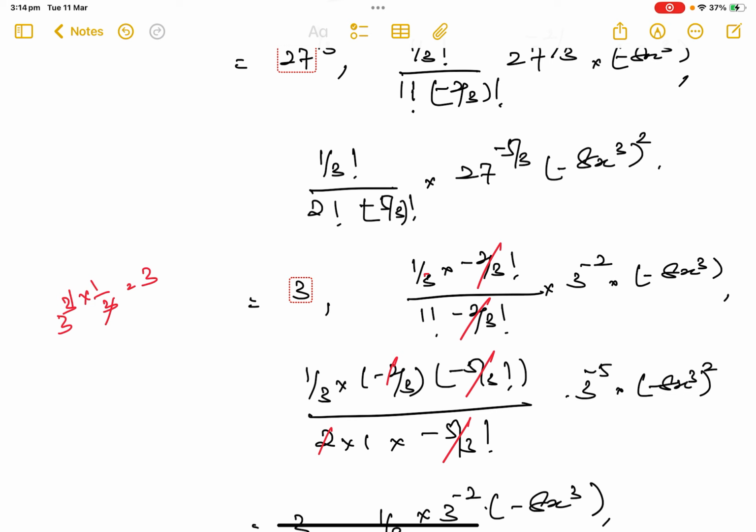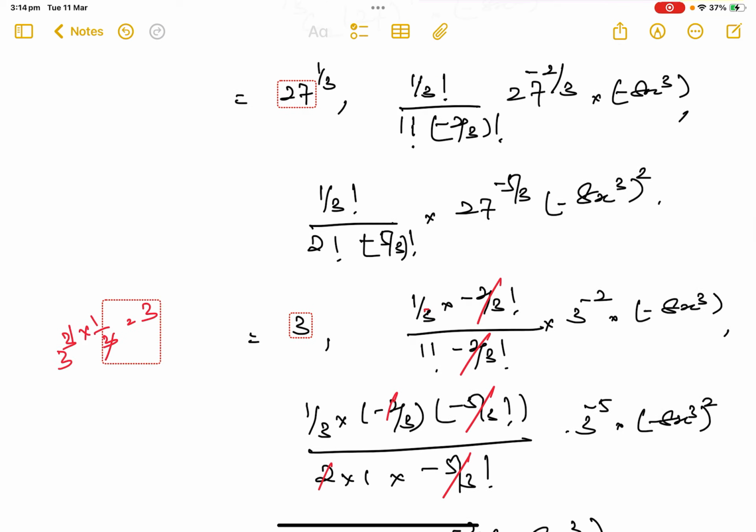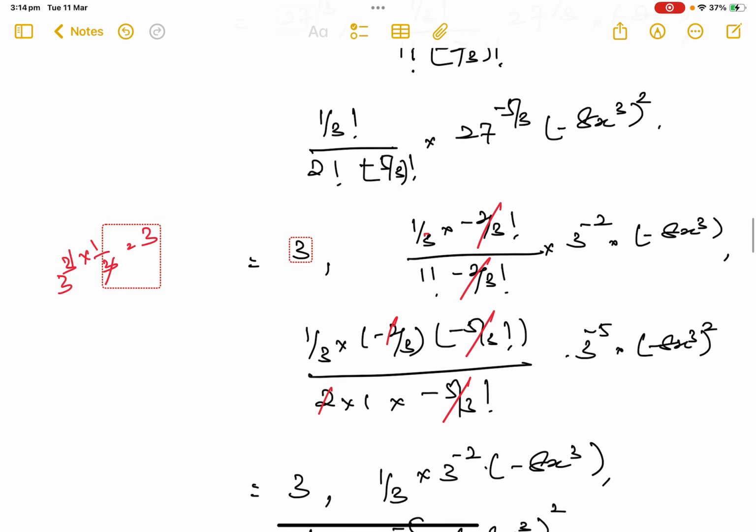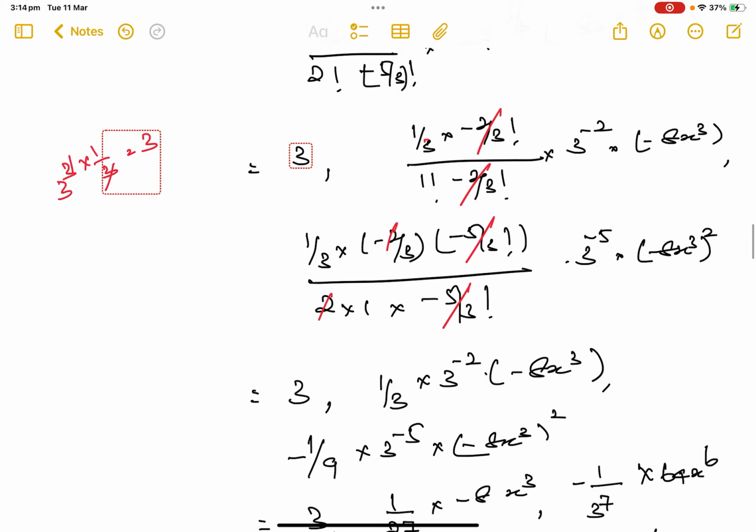Times 27 to the power of minus 2/3. We know that 27 is 3 to the power of 3, the 3s cancel out, leaving 3 to the power of minus 2. Then minus 8x³. The third term can be written as 1/3 times minus 2/3 times minus 5/3 factorial, divided by 2 times 1 times minus 5/3 factorial, and 3 to the power of minus 5, times (minus 8x³) to the power of 2.